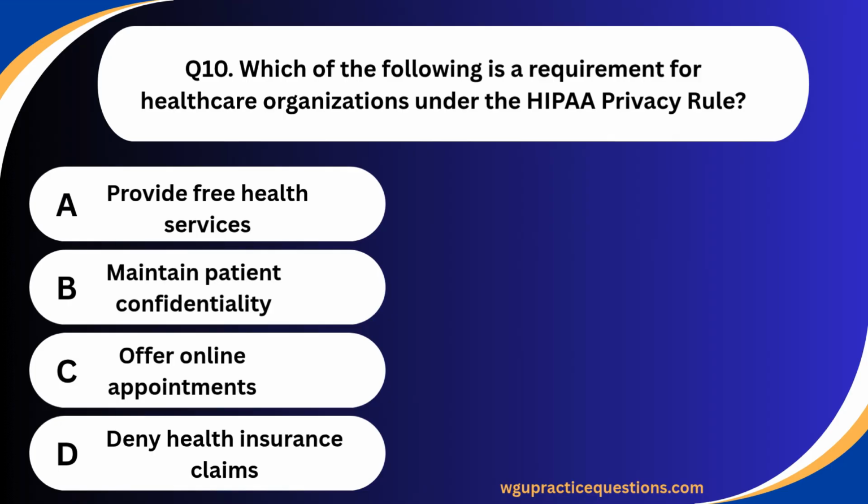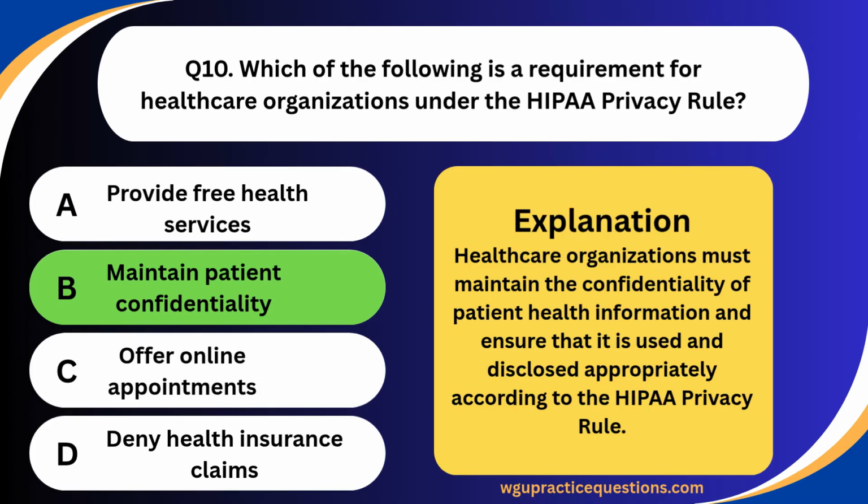The correct answer is B. Maintain patient confidentiality. Explanation. Healthcare organizations must maintain the confidentiality of patient health information and ensure that it is used and disclosed appropriately according to the HIPAA privacy rule.